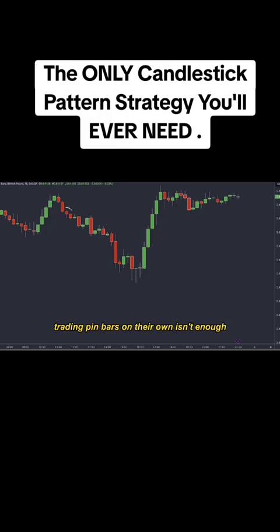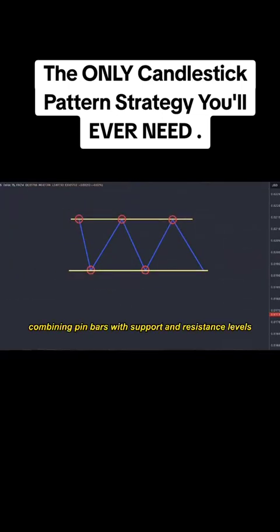Now that you've learned what a pin bar is and how it works, here's the real key. Trading pin bars on their own isn't enough. Think of the pin bar as a signal, but this signal needs to appear in the right places to be effective. That's why combining pin bars with support and resistance levels can give you a serious edge in the market. These are psychological zones that the entire market, including major institutions and banks, watches closely. When price reaches these levels, something significant is likely to happen, and that's where pin bars can provide excellent trading opportunities.